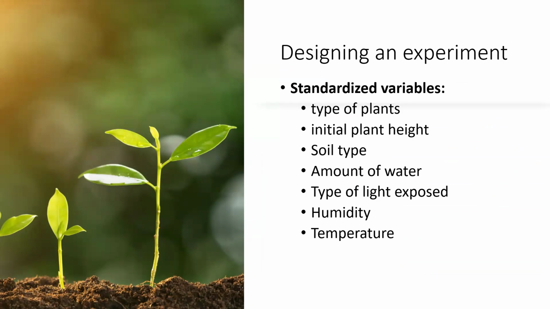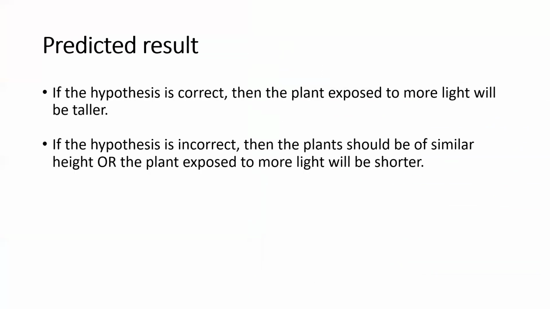All right. So we're gonna make a prediction. Remember, after hypothesis, we're gonna make a prediction. If the hypothesis is correct, then plants exposed to more light will be taller. Otherwise, you would expect them to have the same height, or maybe a little bit surprising, but more light will actually make it shorter. That certainly is possible. Some plants don't like light that much.